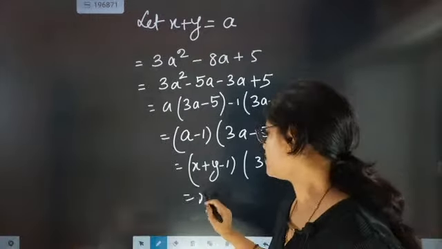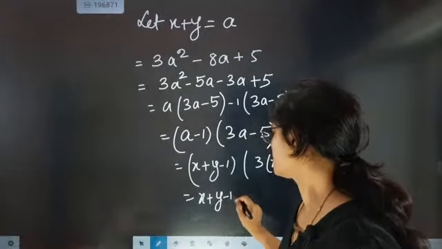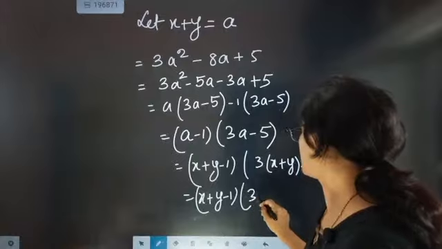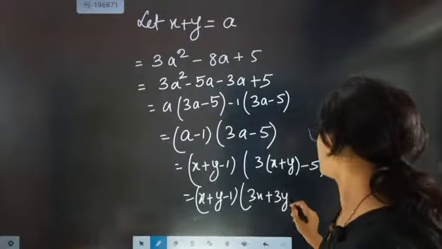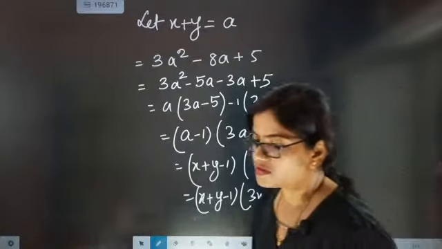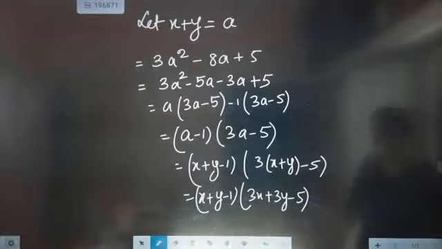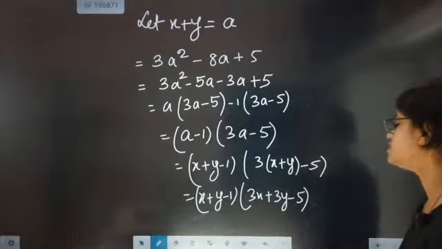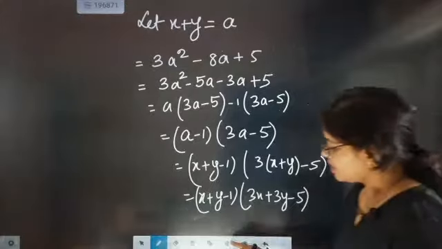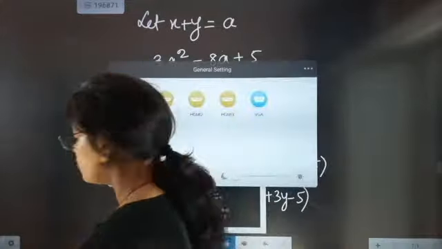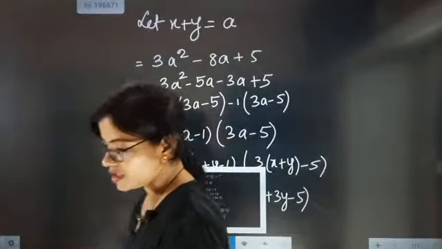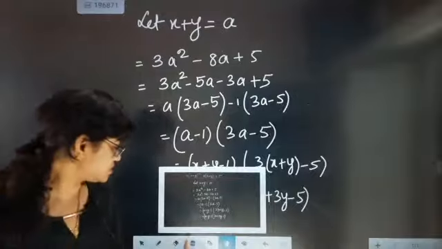So it is going to be 3x plus 3y minus 5. Absolutely, the answer is coming like this: x plus y minus 1, 3x plus 3y minus 5. So polynomial, let's see some more typical questions.